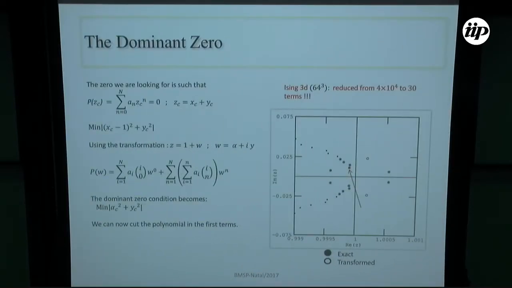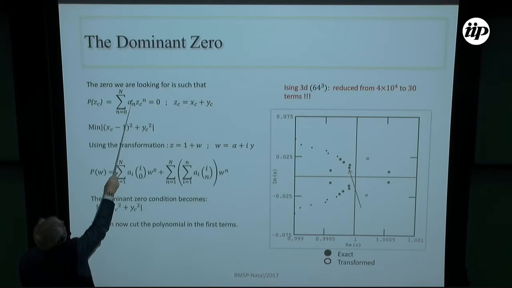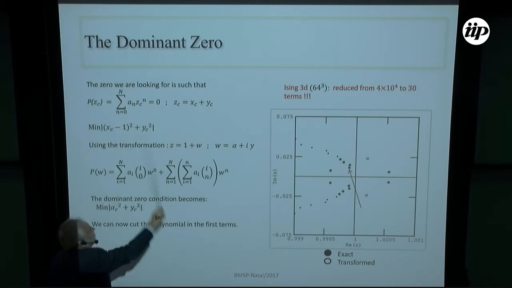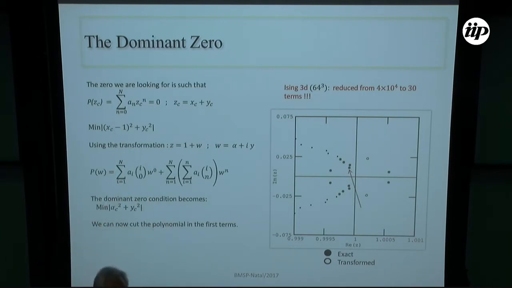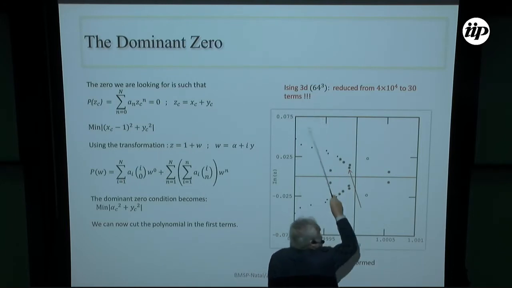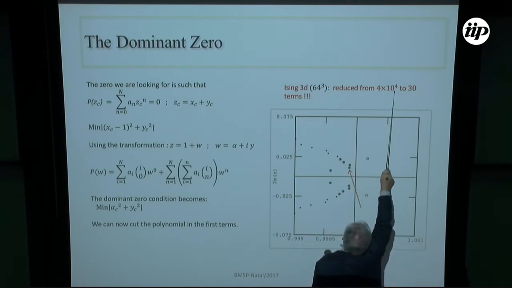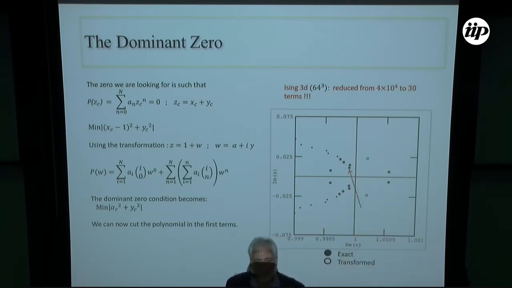And the second was the following. Sometimes this becomes very, very large, and again, with the zero finder, we can have a problem. In this case, this is for the three-dimensional Ising model, 64 by 64 by 64. And in this case, it has roughly 40,000 terms, even cutting at 10 to the minus 4. So how to get the zero for such a large polynomial?